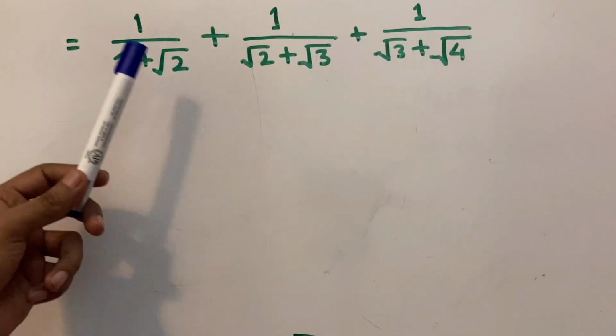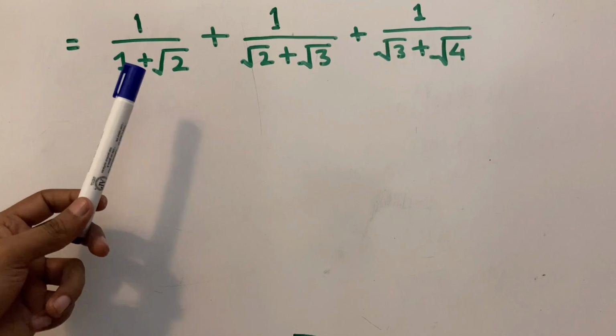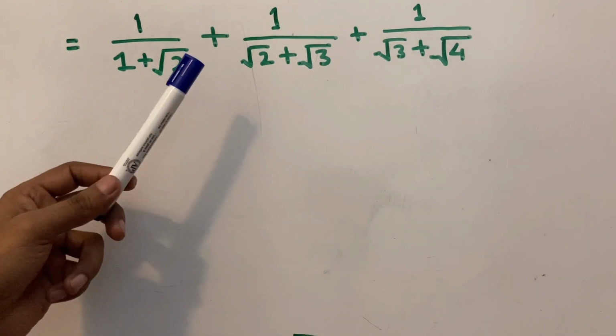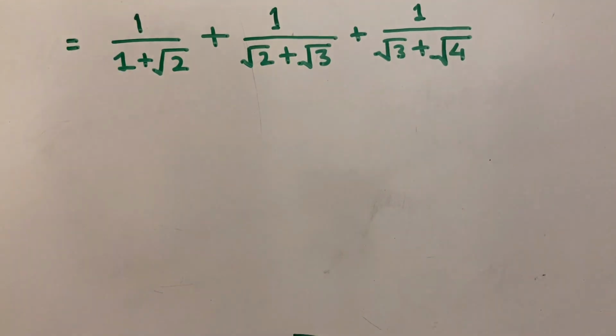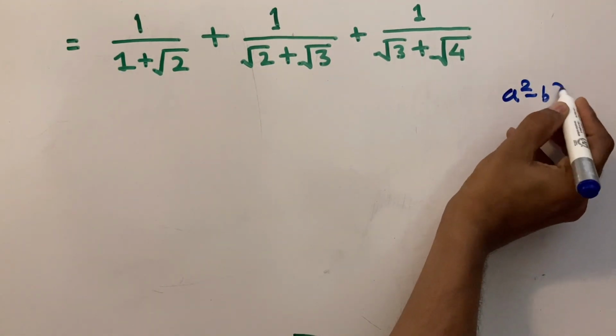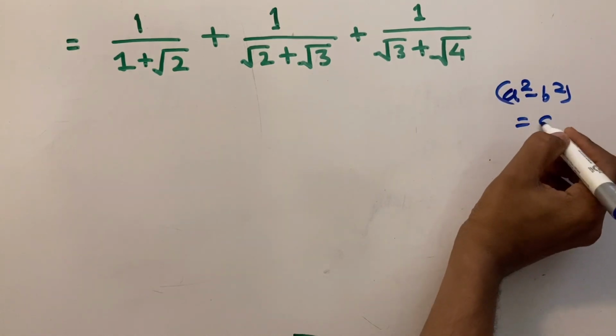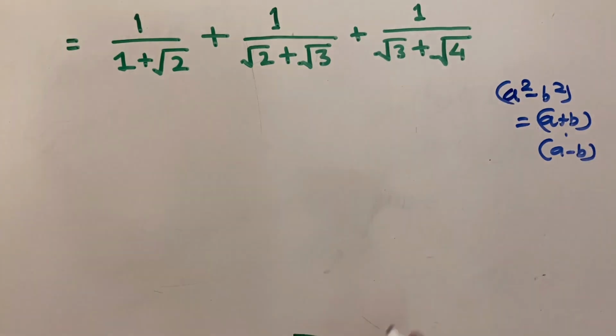In this problem, most of the values are square roots. Therefore, first of all, you have to convert them into absolute numbers. To do that, you have to use the formula a square minus b square is equal to a plus b multiplied by a minus b.